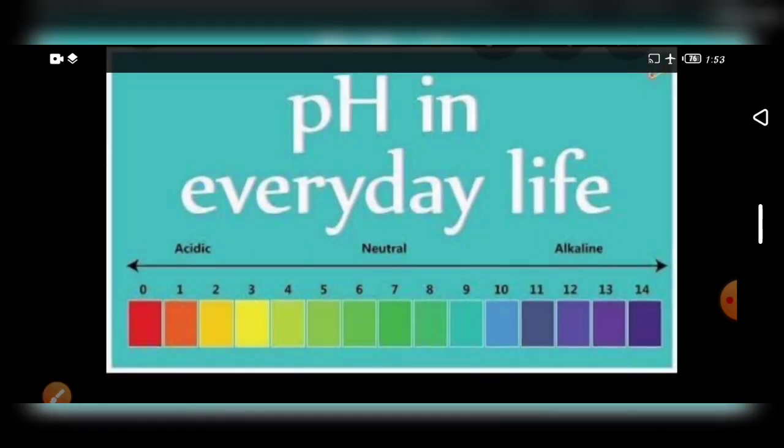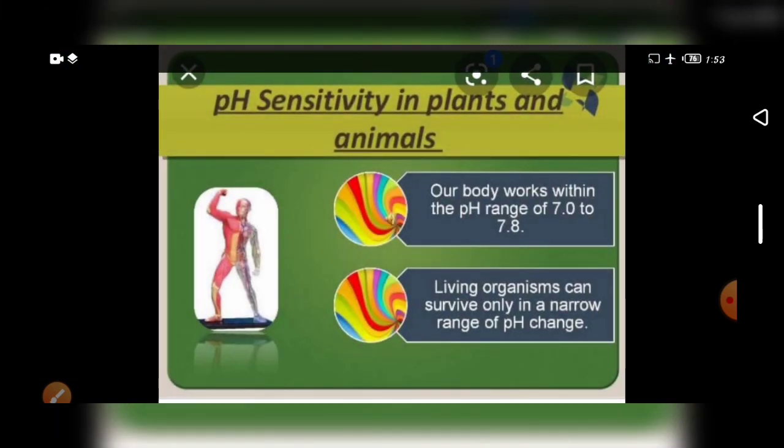Okay, now we go to pH in everyday life. See here, this chart I have given again: neutral, acid and alkaline. The color is also given for each and every value. Okay, next, pH sensitivity in plants and animals. Our body works within a pH range of 7 to 7.8. So our body is approximately neutral. Living organisms can survive only in a narrow range of pH.